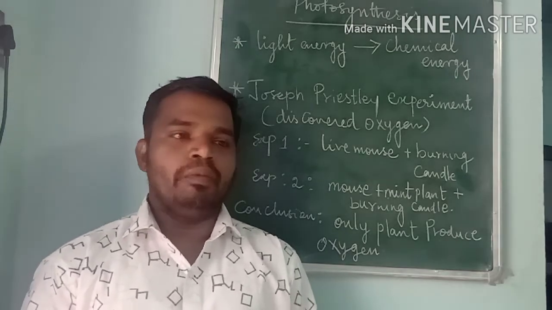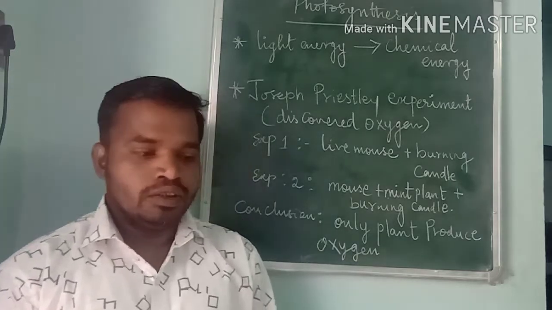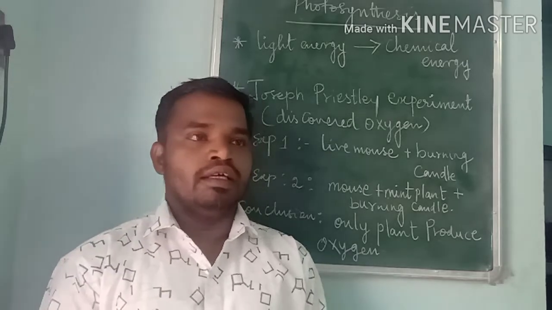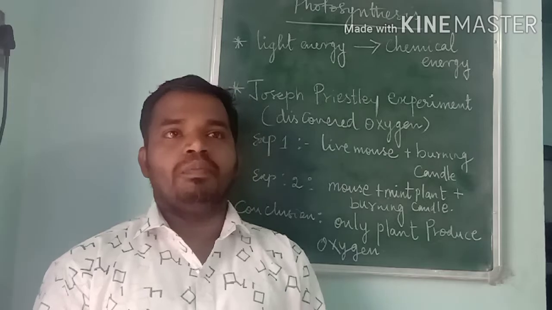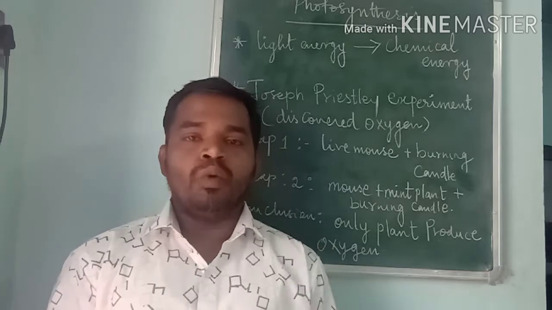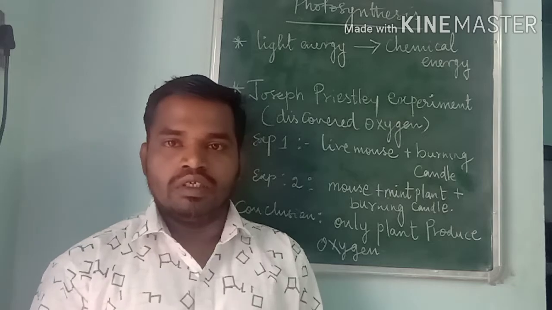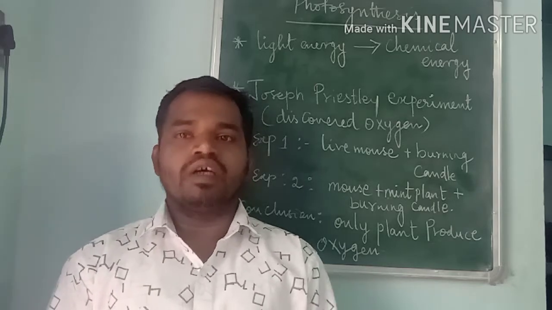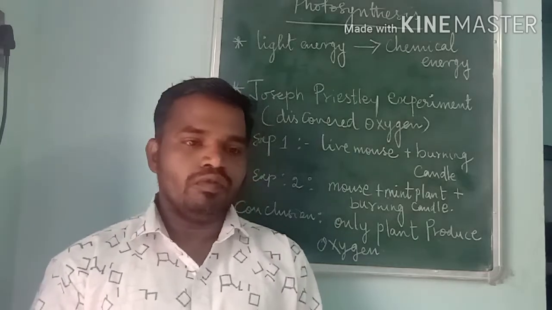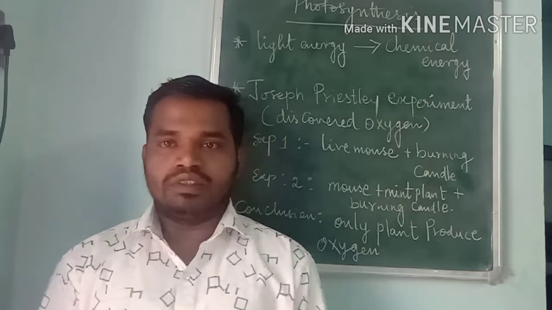Then, to show that the plant needs carbon dioxide, we kept one plant inside a dark room and another outside, and one of the leaves of the plant is covered with KOH solution. Another leaf is just exposed. This KOH solution absorbs the carbon dioxide. This proves that carbon dioxide is necessary for the photosynthesis process.